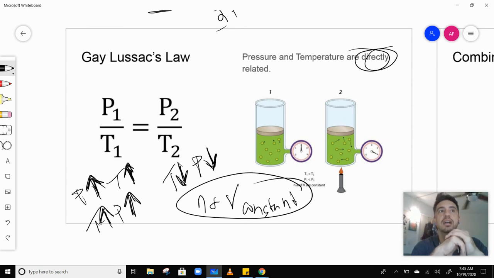Okay, you'll see that if you cool something down, it'll shrink. If it's not allowed to shrink, so here we're not allowing it to shrink, then the pressure is going to go down. Okay, so these are directly related. One goes up, the other goes up. One goes down, the other goes down.